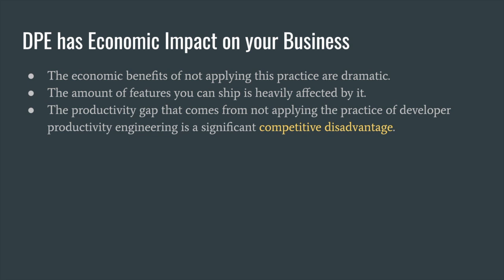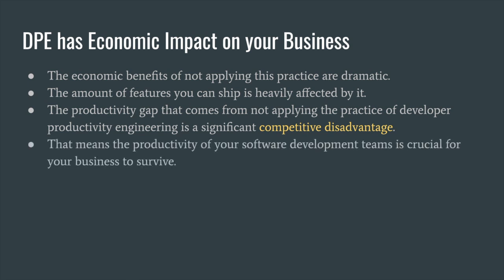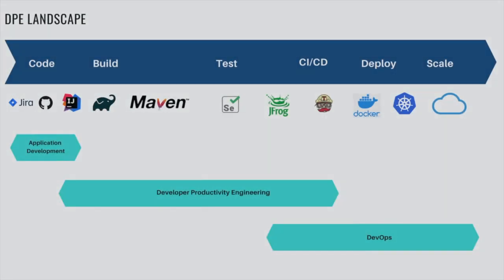So you see, if you can actually implement DPE and ensure that your developers are not restricted in any way, you can maximize on their full potential. And in the long run, it actually helps you to leverage every dollar that you've invested into software development. And finally, it means that the productivity of your software development teams is crucial for your business to survive, as I had mentioned earlier.